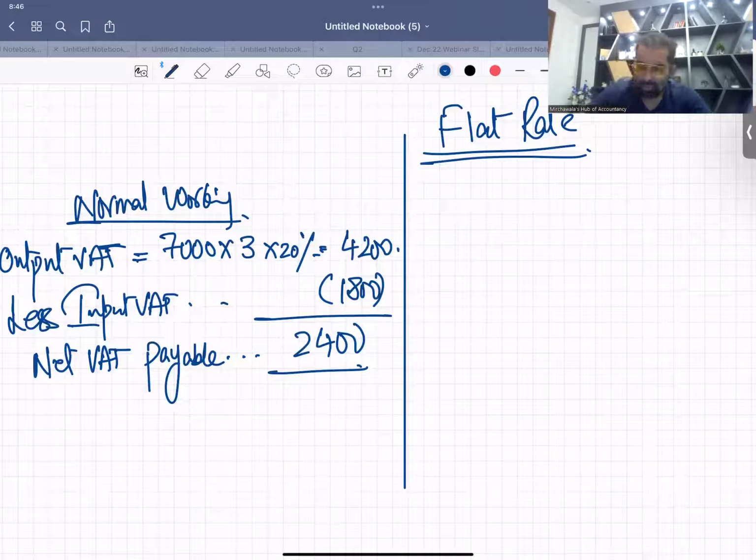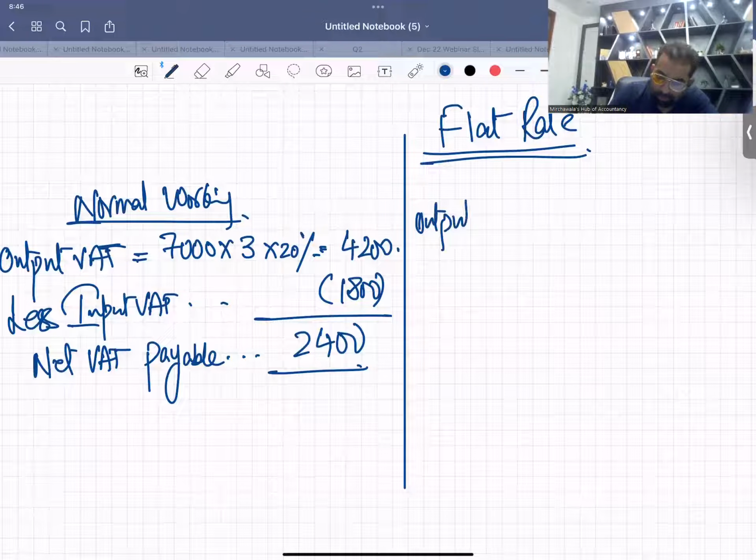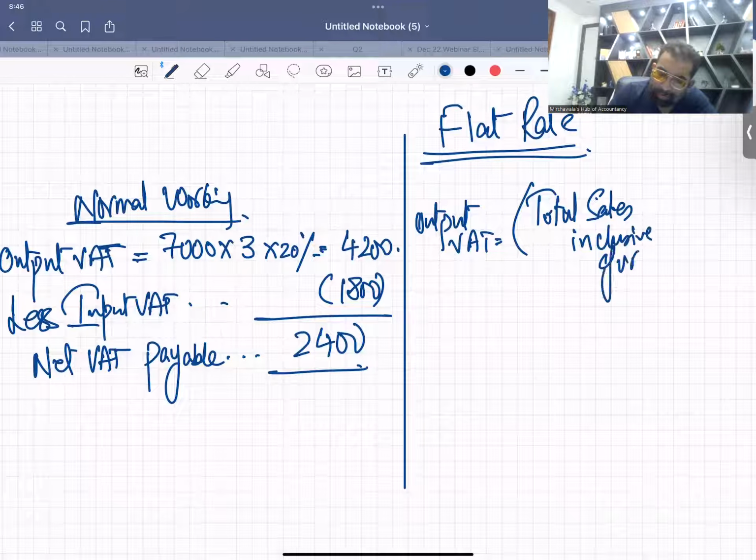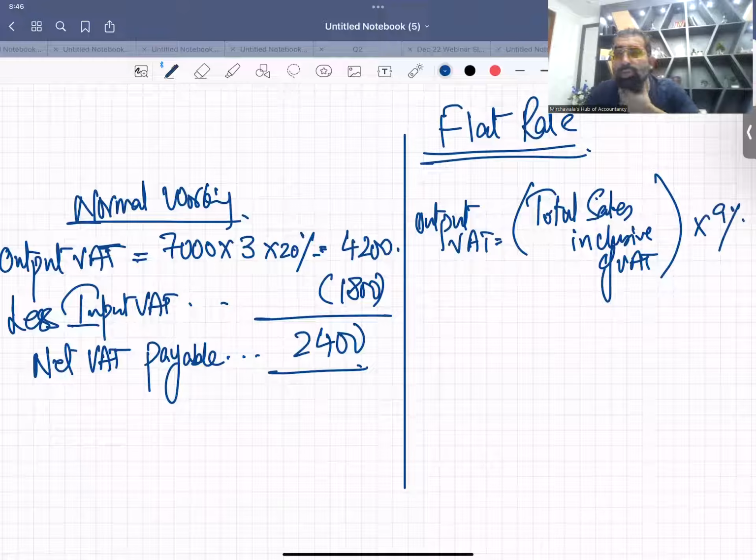Right. So you will write here output VAT. Now look at here. What is the formula? Total sales inclusive of VAT multiplied by 9%. In this question, total sales means the sum of standard rated, zero rated and exempt.